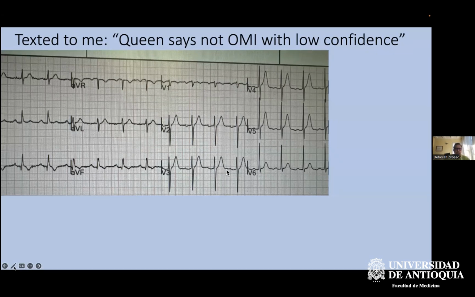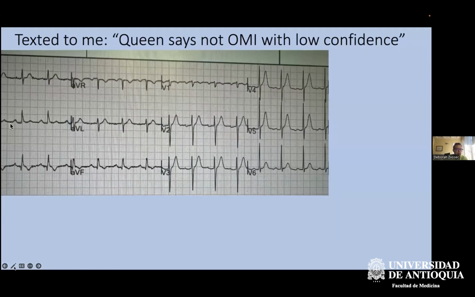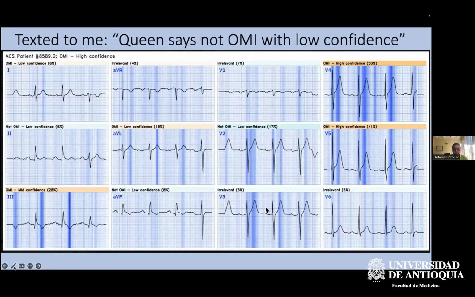So I went into our computer system to find the patient, and I got the whole EKG, which includes leads 1, 2, and 3. You can see they're cut off in this photo. So when you take a photo of the EKG, you have to take a photo of the entire EKG. Now I took the entire EKG and sent it to the Queen, and she gets OMI with high confidence here. And sure enough, it was an LAD occlusion.